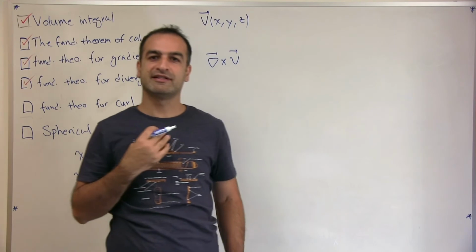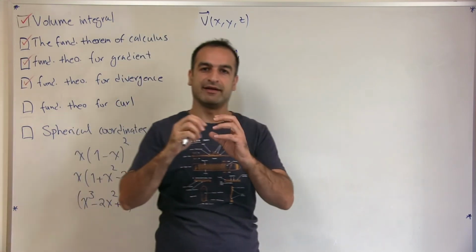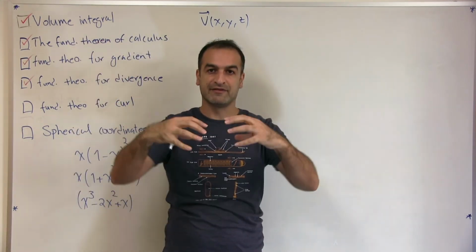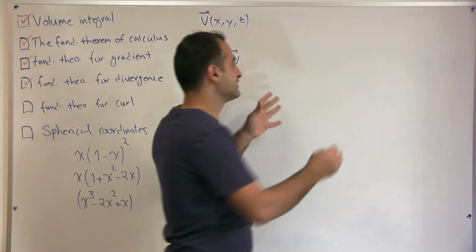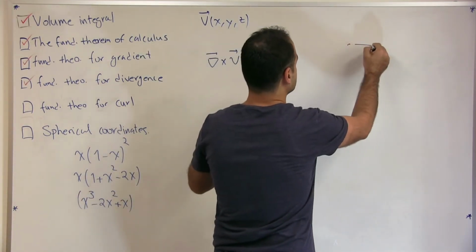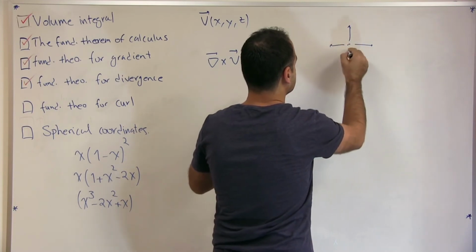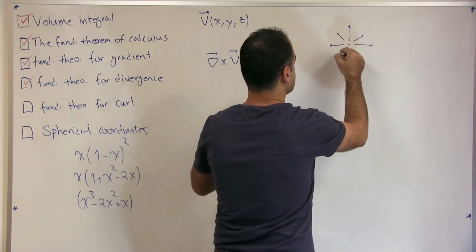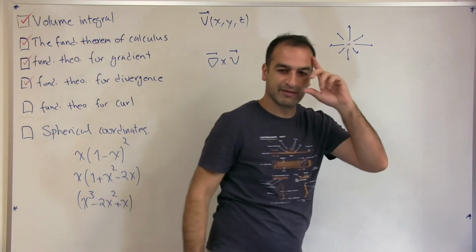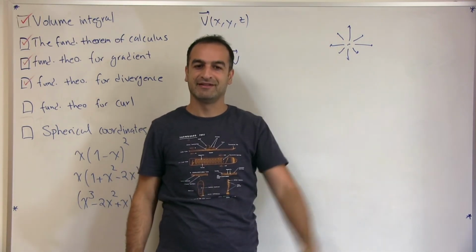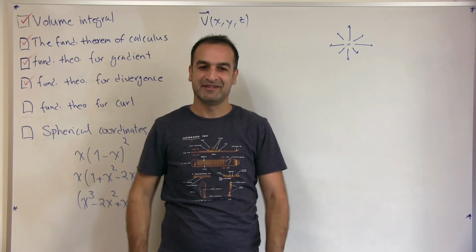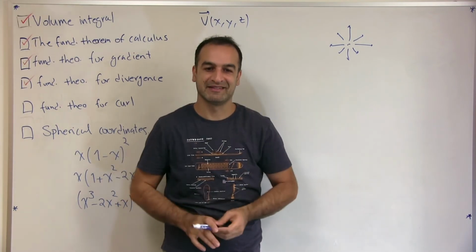So divergence was about the fields that are diverging or converging, okay? So the first thing about the divergence that comes to my mind is a function that looks like this. When I think about divergence, this is the first thing that comes to my mind. How about curl? What kind of shape does it portray for you?